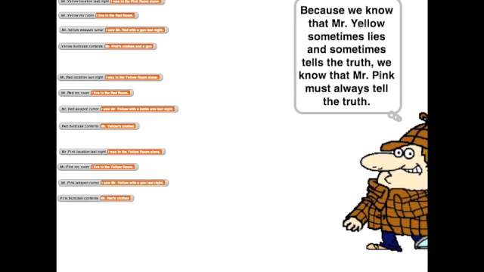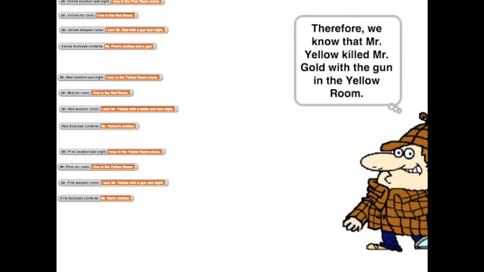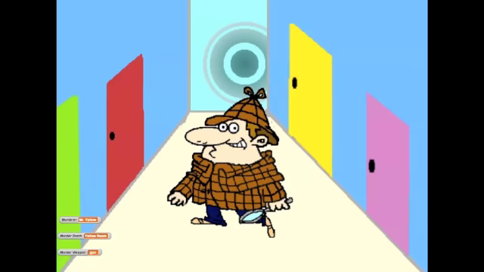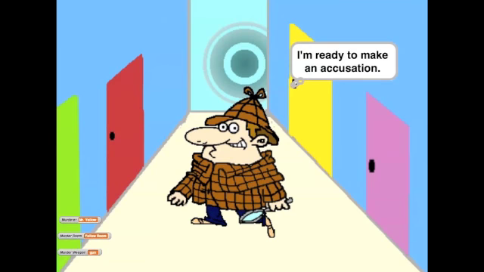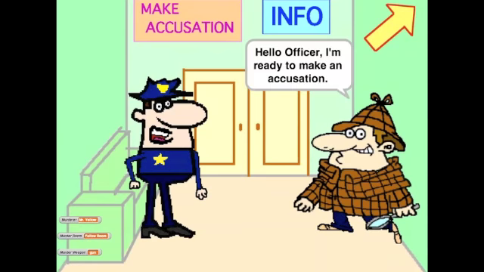Because we know that Mr. Yellow sometimes lies and sometimes tells the truth, we know that Mr. Pink must always tell the truth. We can conclude that Mr. Yellow is the murderer. Therefore, we know that Mr. Yellow killed Mr. Gold with a gun in the yellow room, which is exactly what we said the correct response was. So, based off of the inputs, the computer was able to create a game, and based off of the responses from the game, the detective was able to solve the case using logic.